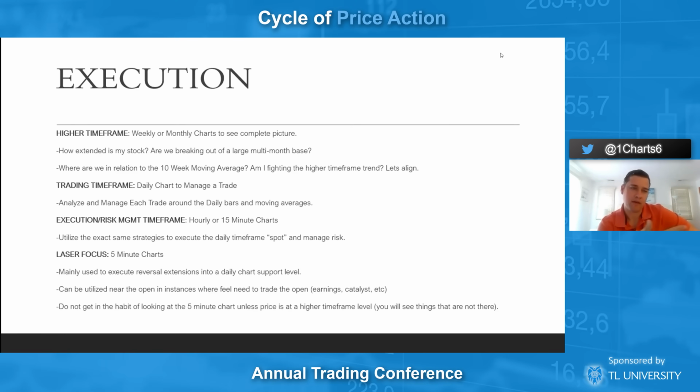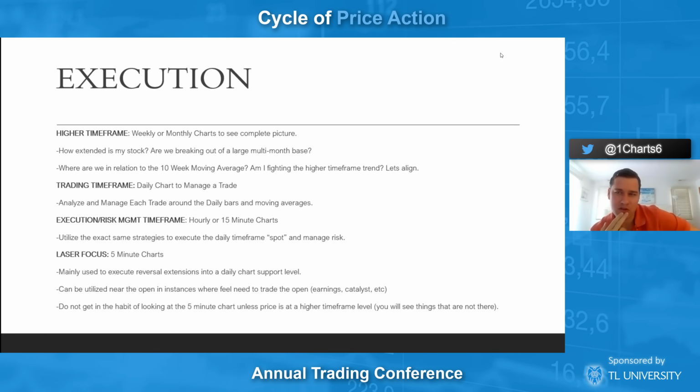And then on my other screen, I'll have the weekly, daily, hourly, 15-minute, so that when I actually see something starting to happen, I can pull it up there and drill in a little closer with the 15-minute. Then lastly is what I call the laser focus time frame, or really I just made that up for this presentation, but the 5-minute chart.